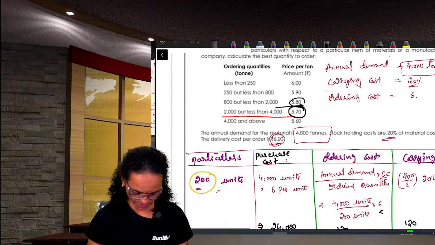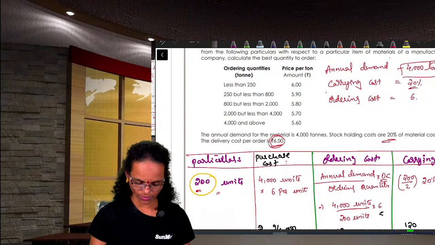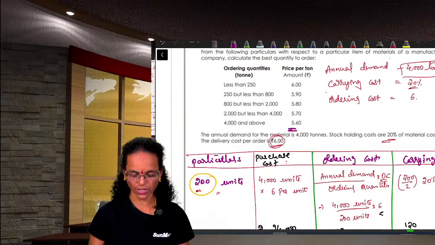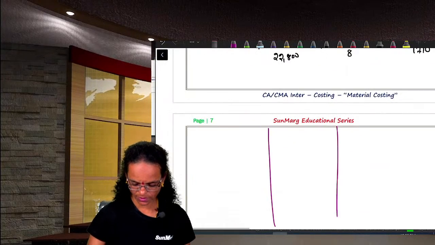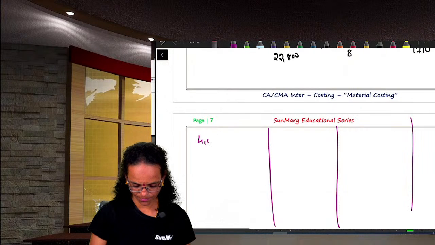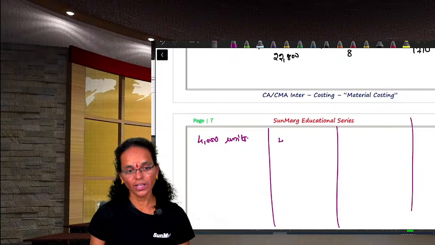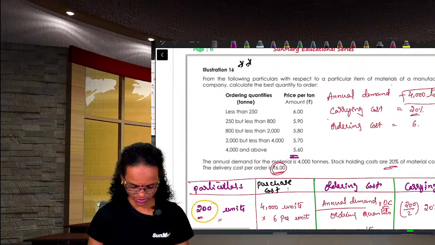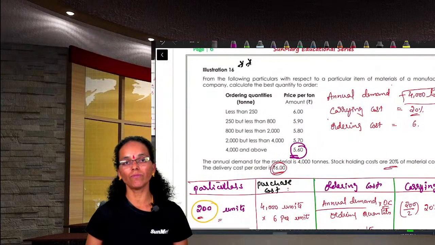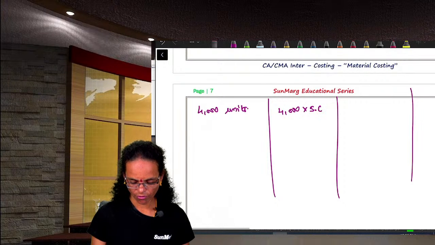Next, 4,000 and above. We take 4,000 units only, 4,000 and above. For 4,000 units, we are placing an order for 4,000 units and the cost at which you are purchasing is 5.6.